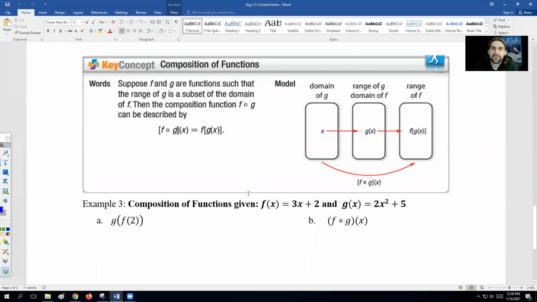Hey guys, Ms. Riz here to help you out with the second day of the 5.5 guided notes. So today what we're going to do is look at composite functions.